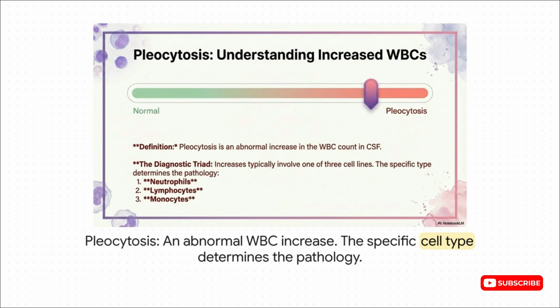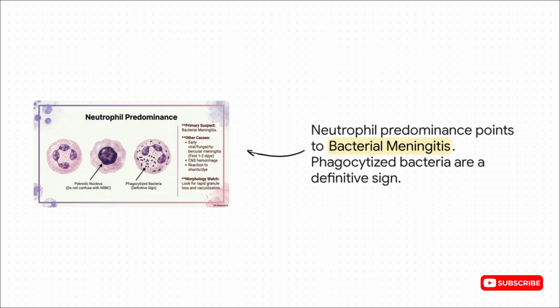Figuring out which of these cell types is taking over is what points us in the right direction and really determines the underlying pathology. So let's say you're looking at a slide, and it is just loaded with neutrophils. What's the first thing that should pop into your head? Bacterial meningitis. That's your number one suspect.